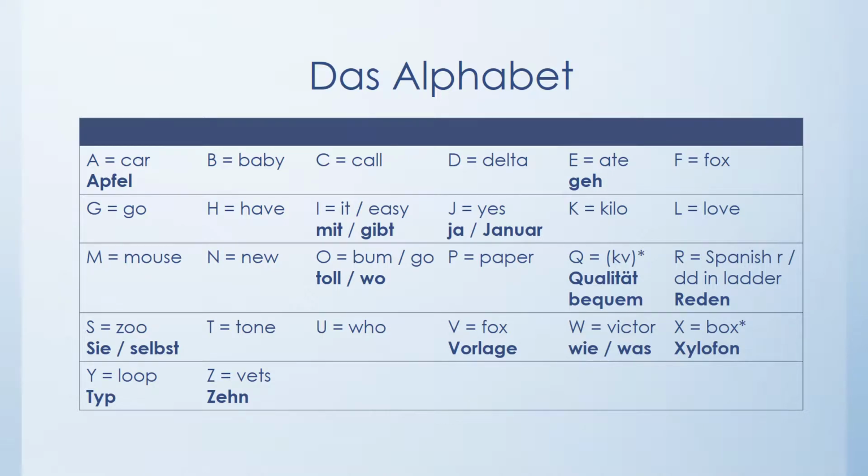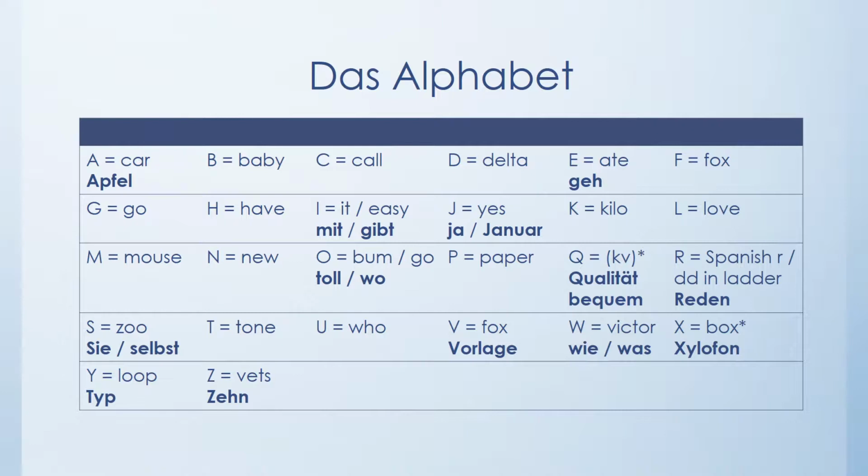P as in paper. Now, Q is a little tricky. Just like the Q in the English language, Q in German is typically followed by a U. And normally in English, the QU sound is like KW, so you'd say something like quality or quiet. In German, it's actually the KV sound. So you'd say Qualität or bequem, like the words on the screen.